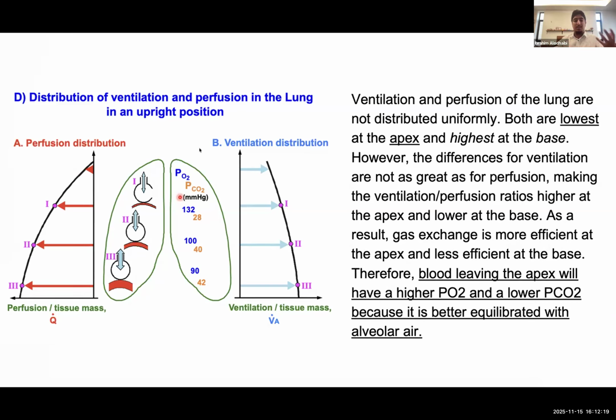And then when we think about perfusion, just think about it in terms of gravity. All right.